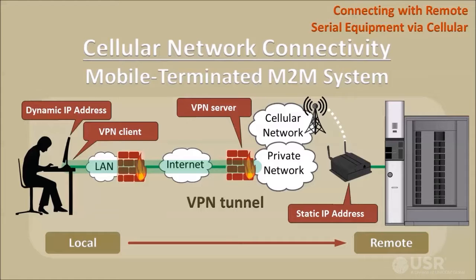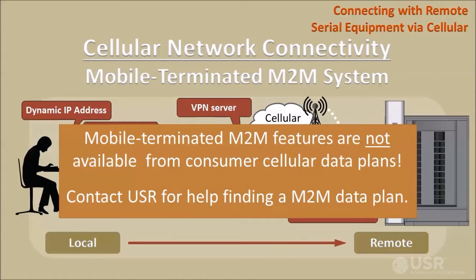The private cellular network, the VPN tunnel, and the static IP address are typically not available from a consumer-grade cellular data plan. Contact USR for help finding a suitable M2M cellular service provider.